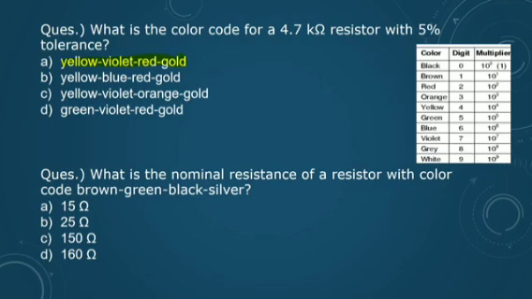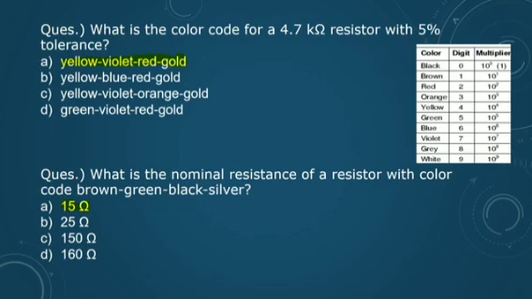Now coming to the second question, what is the nominal resistance of a resistor with color code brown, green, black, silver? Brown means 1. First digit is 1 of course. Green color is 5. So brown is 1, green is 5, black is 0. Black is 0 means 10 raised to the power 0. 10 raised to the power 0 means 1. So it means the first option again. This will be the correct option.